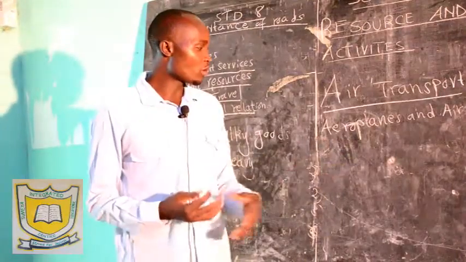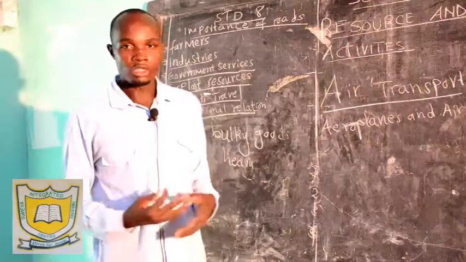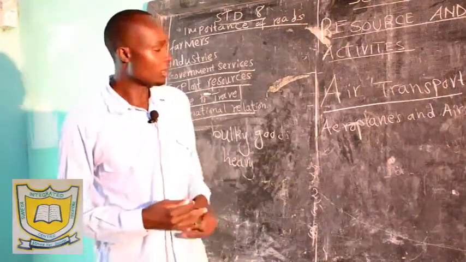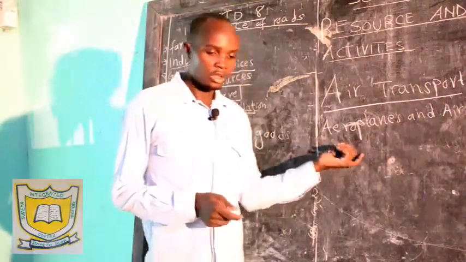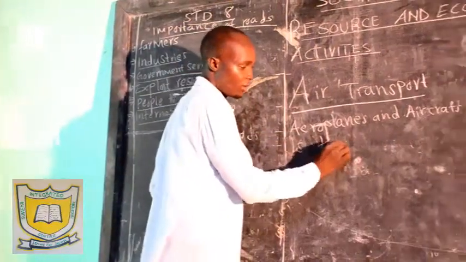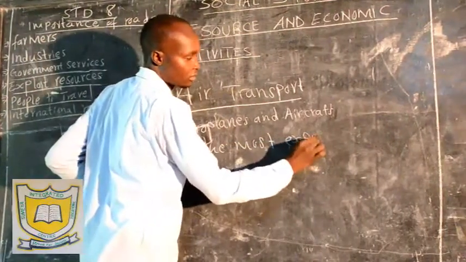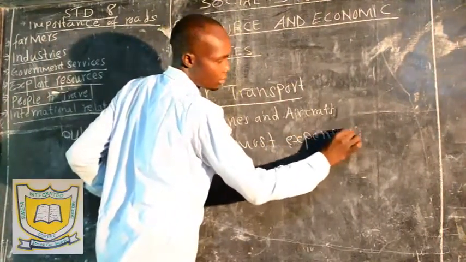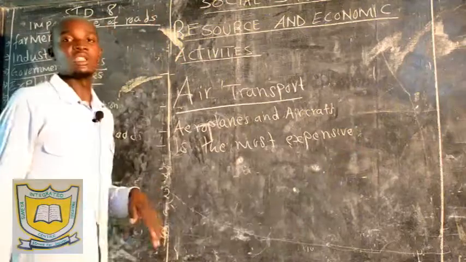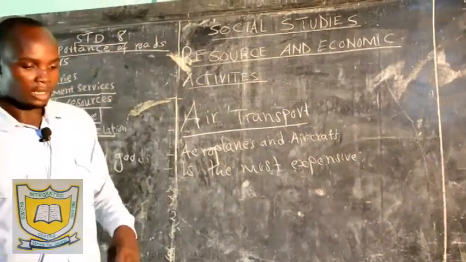Then we have also precious materials like gold or precious minerals and so on. But remember, air transport is the most expensive means of transport. So that one is about air transport.